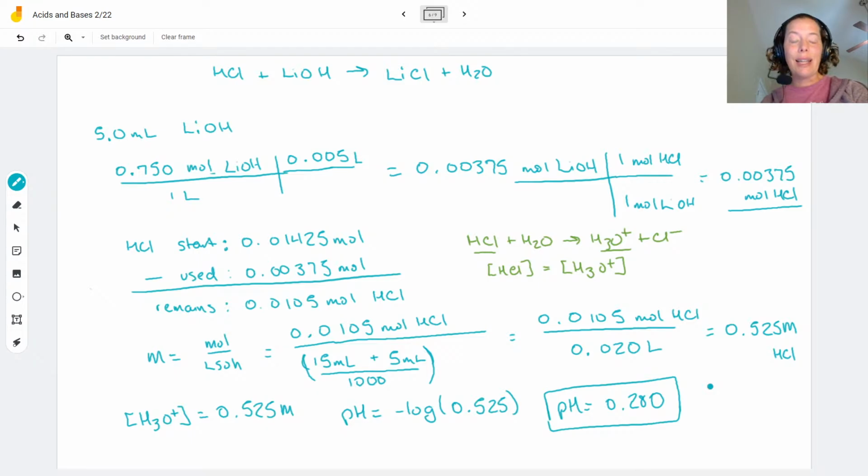Does this make sense? Yes, this makes sense because I have my strong acid in excess. So I should, of course, have a pH that's less than 7. But again, because hydrochloric acid is a strong acid, it is not unusual to have a pH that is very, very low, even with only 0.015 moles of acid in solution. This is kind of the beauty of a strong acid.